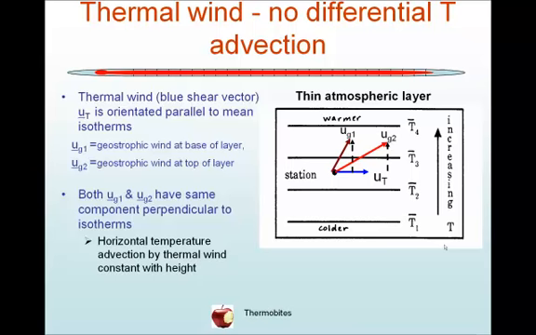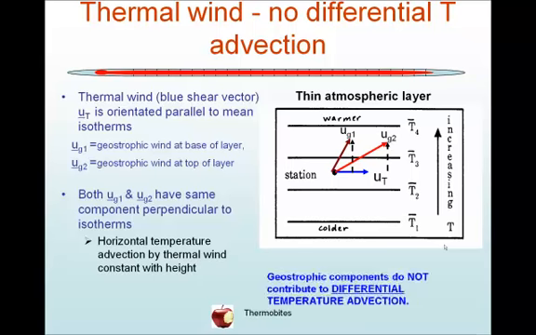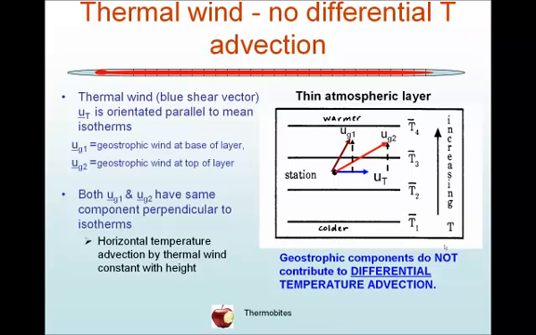In other words, the geostrophic wind performs no differential temperature advection. All it can do is advect whole layers and replace one lapse rate with another. It can't perform differential temperature advection and modify the lapse rate locally.